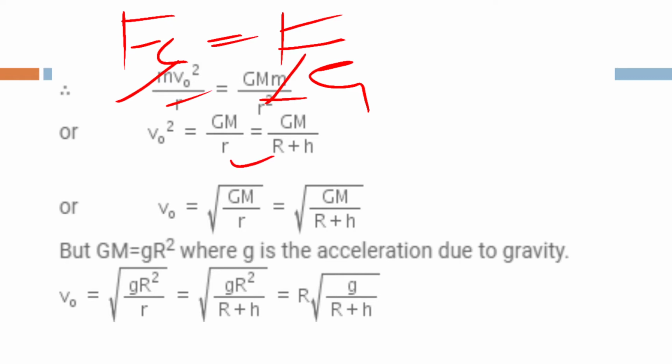Here small r is the altitude of the satellite. It becomes R plus h. You have to substitute R plus h in place of r. Now v naught equals the square root of G M by r, which equals the square root of G M by R plus h.